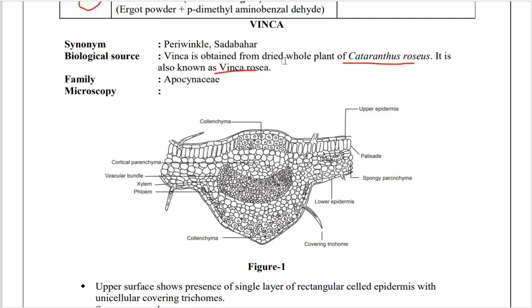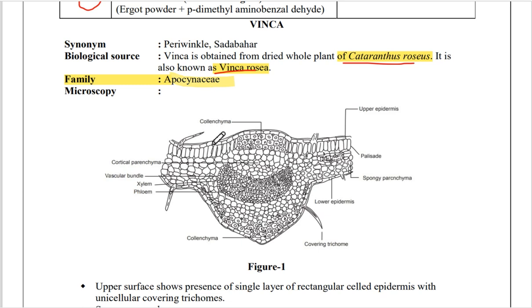Now this Vinca is obtained from the dried whole plant of Catharanthus roseus, also known as Vinca rosea, belonging to the family Apocynaceae. This is the microscopy which you can remember for mentioning in your exams. It has covering trichomes. Then what are the important features? You do not need to draw the full diagram exactly as shown here.